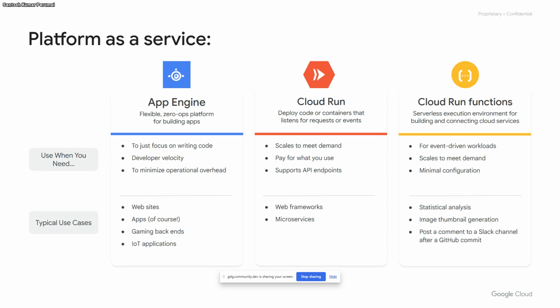So platform as a service is something that gives you that platform in order to build your website or your microservice along with the infrastructure. In platform as a service, there are multiple options like App Engine, Cloud Run, Cloud Run functions, and all these three are also called serverless.